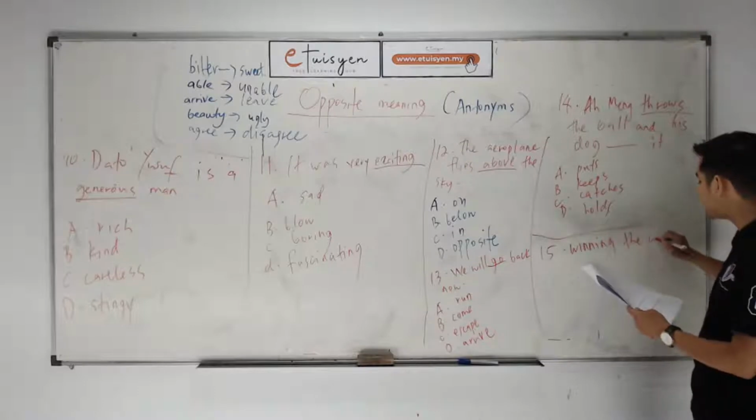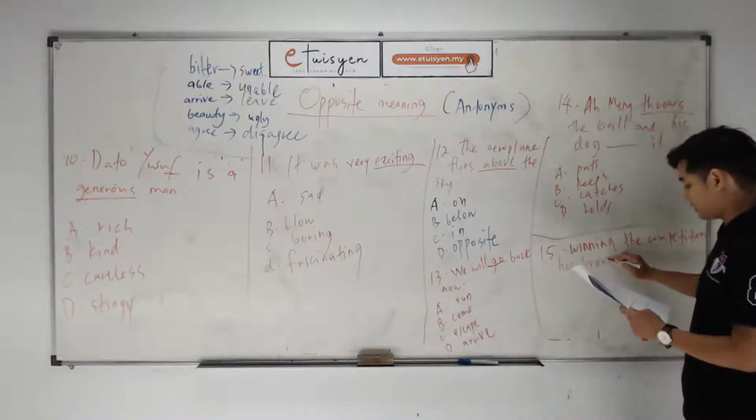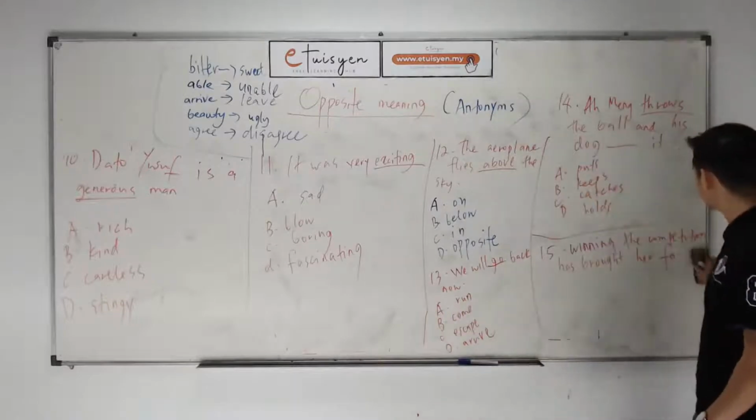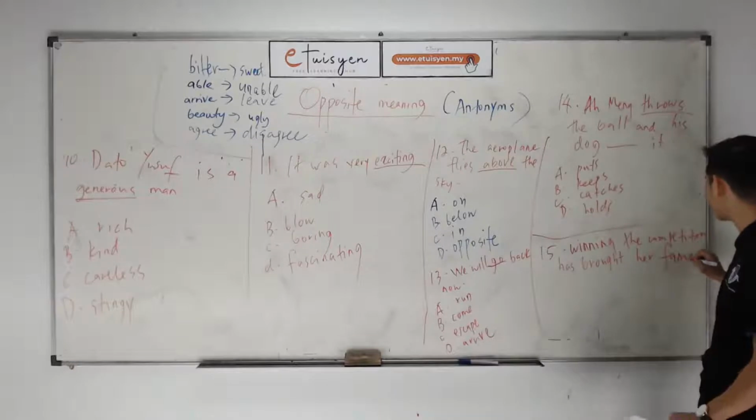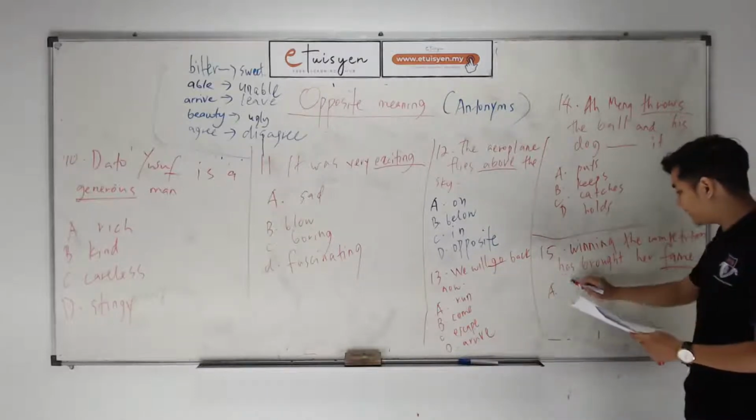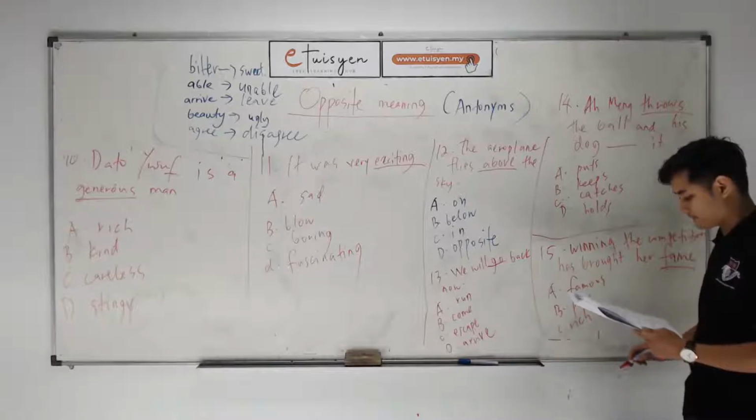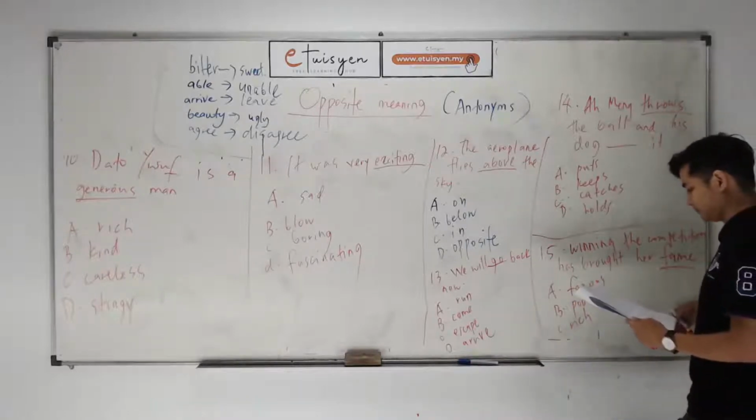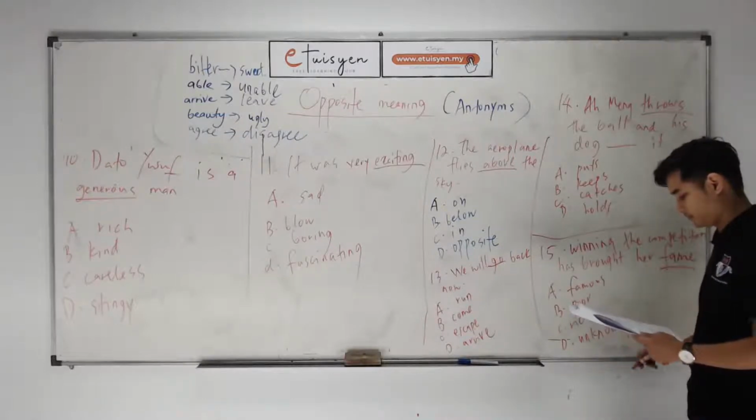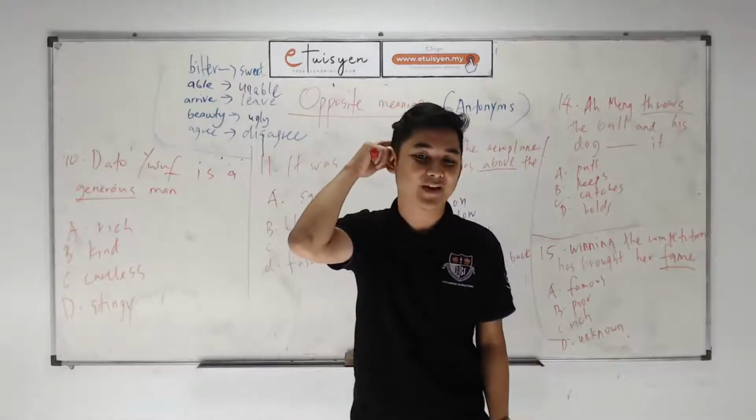Winning the competition has brought her fame. Her fame. Ah, the new word. What is fame, guys? What is fame? So, sambil-sambil tu boleh cari. Okay, what is fame? We have A, famous for which, unknown. Okay, all right. Wow, good. Fame, terkenal, good, thank you, Zaki, correct.